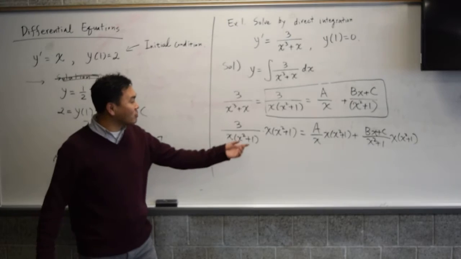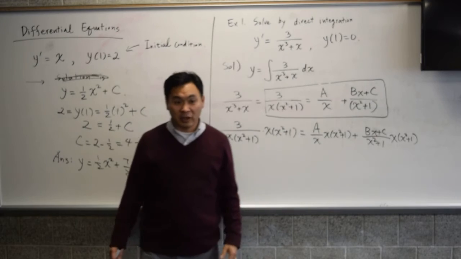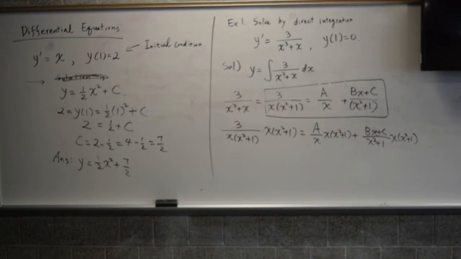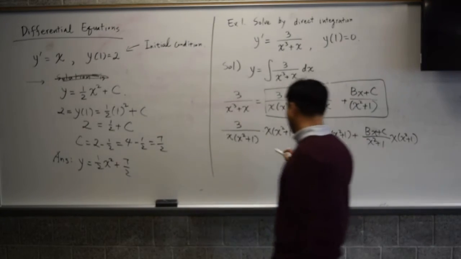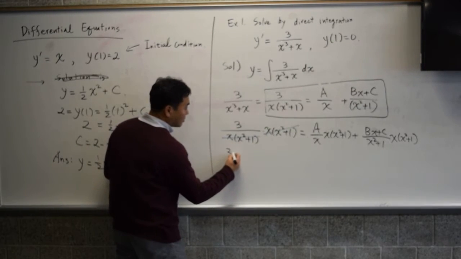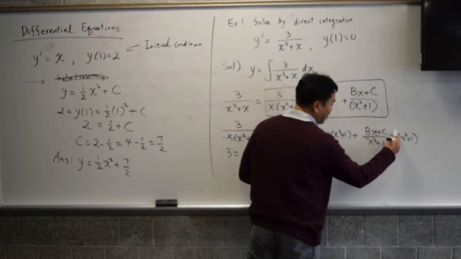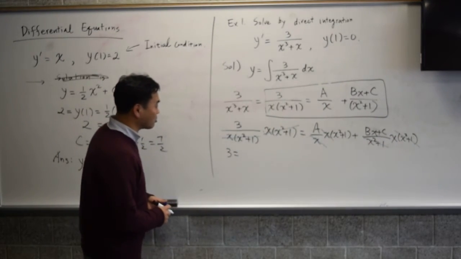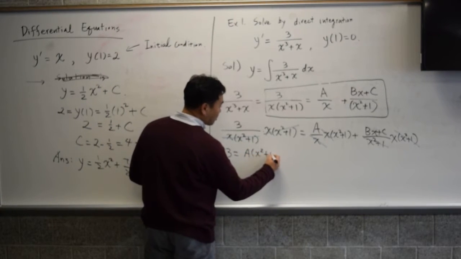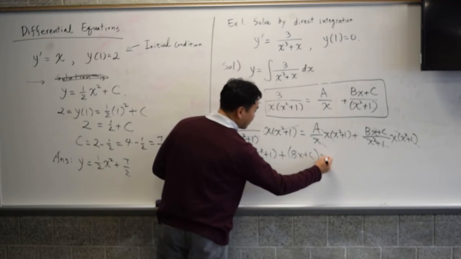So see what I did? I multiplied x times x squared plus 1 to every term in the equation. If I do that, then I can cancel everything here with this, so only 3 remains. And this x will be canceled with this x, and this x squared plus 1 will be canceled with this x squared plus 1, leaving you with a times x squared plus 1 plus bx plus c multiplied by x.